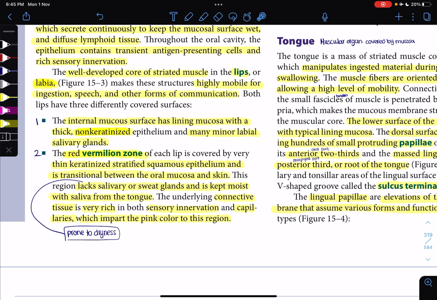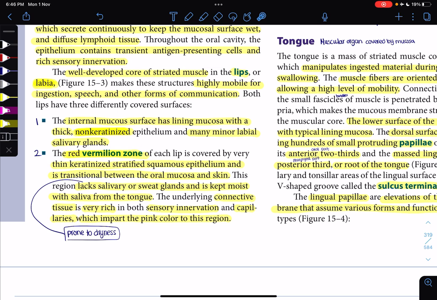First we have the internal mucous surface, which has a lining mucosa with a thick non-keratinized epithelium and many minor labial salivary glands. And then the second surface, which is not really a surface, it's between the external and the internal surface, is called the red zone or the vermilion zone. It is covered by very thin keratinized stratified squamous epithelium and is transitional between the oral mucosa and the skin.